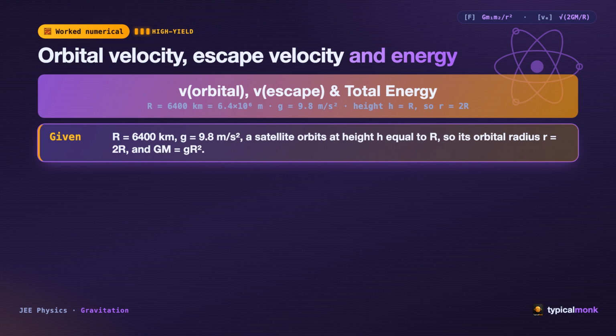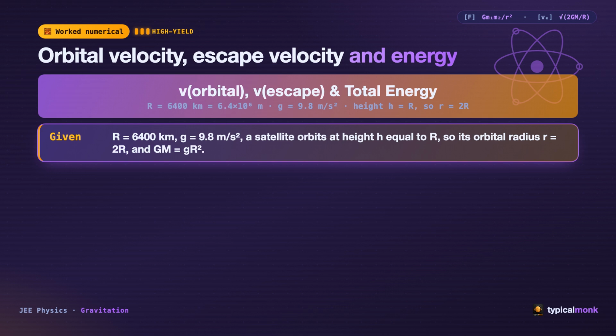Time to solve a full JEE numerical together, slowly, the monk's way. A satellite orbits the Earth at a height equal to the Earth's radius itself. Take the Earth's radius as 6,400 kilometers. That is 6.4 times 10 to the 6 meters, and surface gravity as 9.8 meters per second squared. Find the orbital velocity, the escape velocity from that same orbit, and the total energy of the satellite. Step 1.